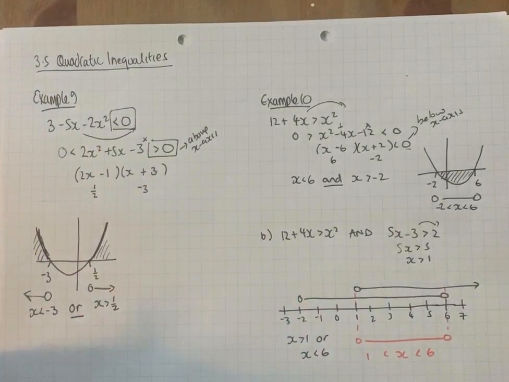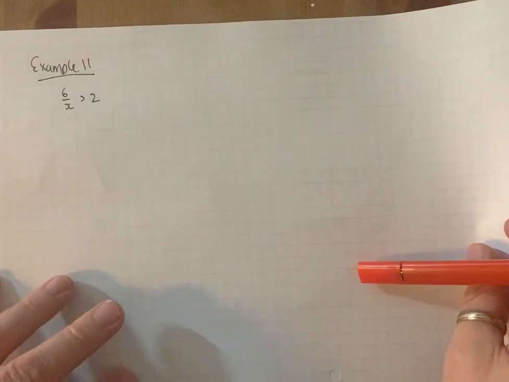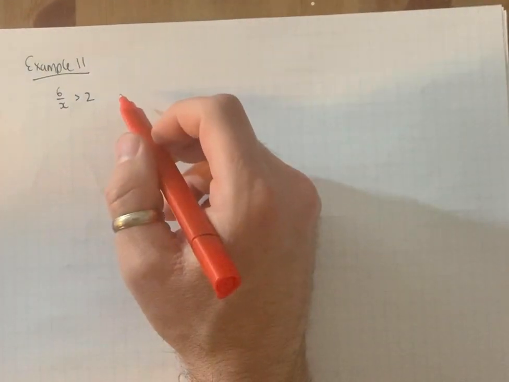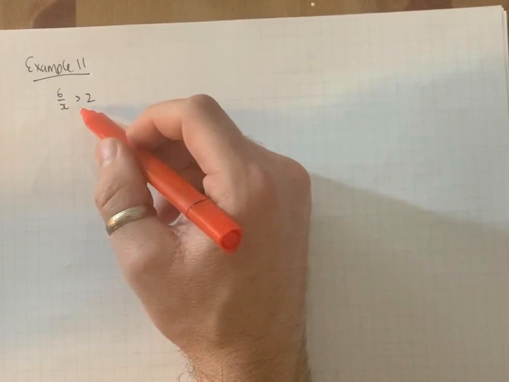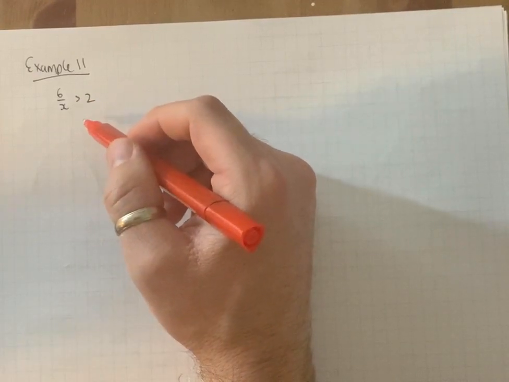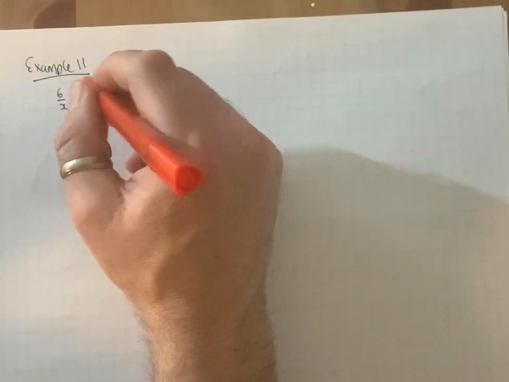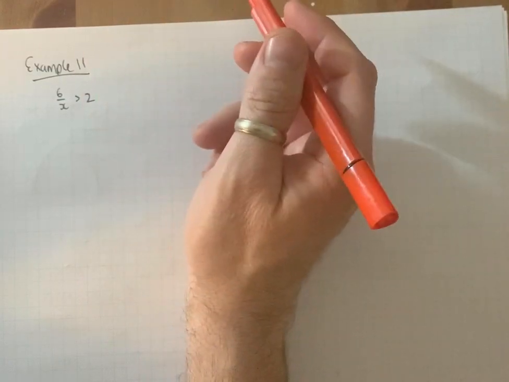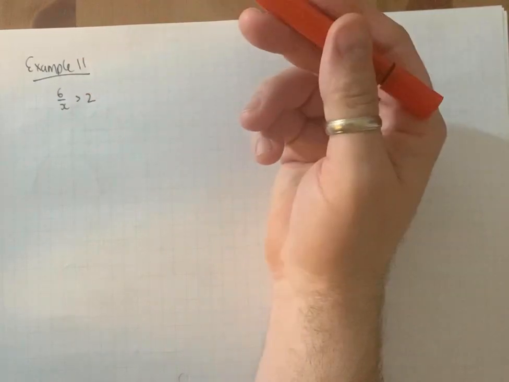Okay, on to example 11. We need to find the values for which 6 over x is greater than 2. Now this is a deceptively difficult question, because the tempting thing to do is bring the x over, divide by 2, and you have x is less than 3. But that is incorrect. Or not complete, I should say. Now when you're bringing x over, what you're actually doing is multiplying both sides by x. But x could be negative. We don't know what x is. And if x were to be negative, the inequality must reverse. So we can't do that.